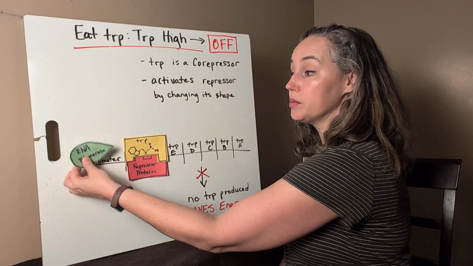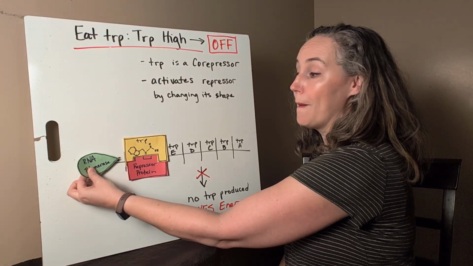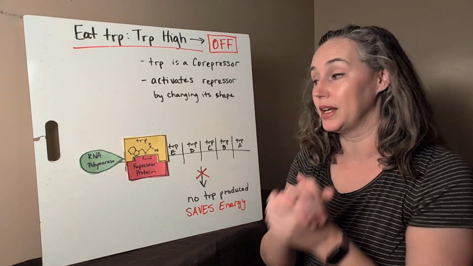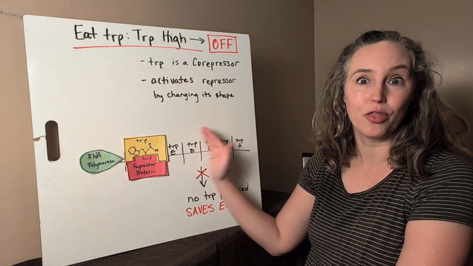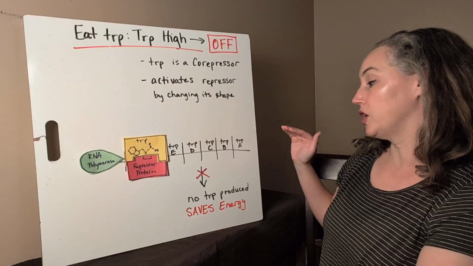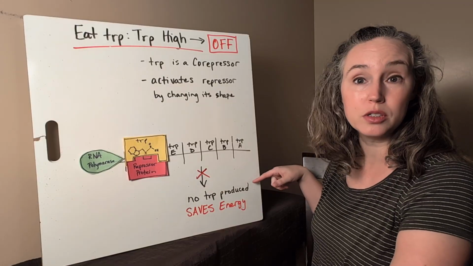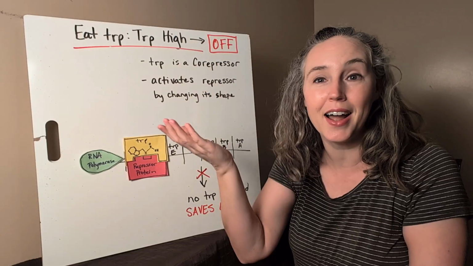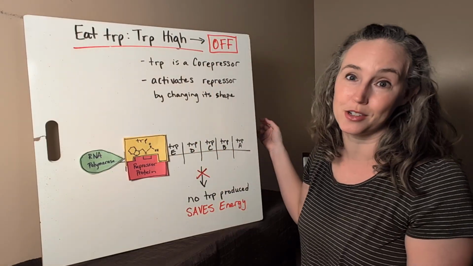polymerase. So RNA polymerase can still attach to the promoter, but it cannot get past the repressor-corepressor complex that is now blocking the structural genes. So no tryptophan will be produced and will save energy. Again, because we already have high tryptophan, we don't need to waste energy making more.